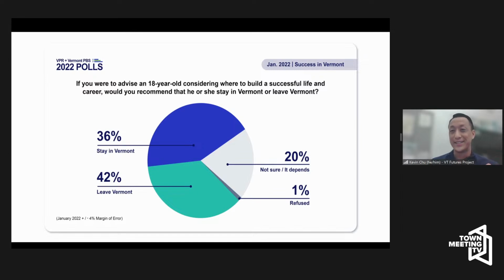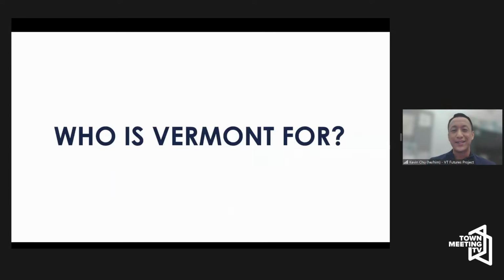This might have made sense a decade ago, because a decade ago there were 2 job seekers for every 1 open job in Vermont. There were more people looking for work than work available. And today it's 3 to 1 the other way. There are 3 open jobs for every 1 job seeker, but the narrative hasn't changed. We keep telling our young people they have to go elsewhere to be successful. And it brings me back to that first question I asked: who is Vermont for?